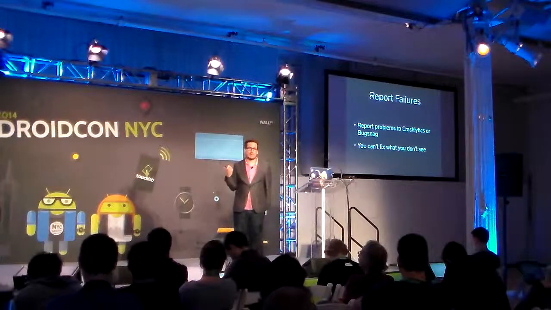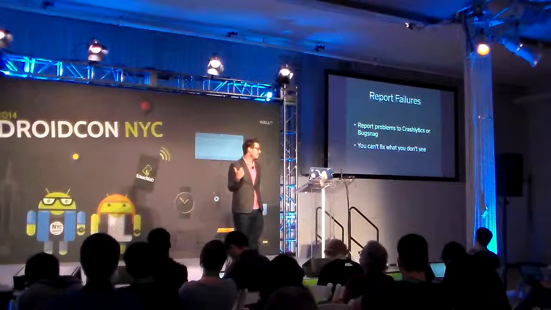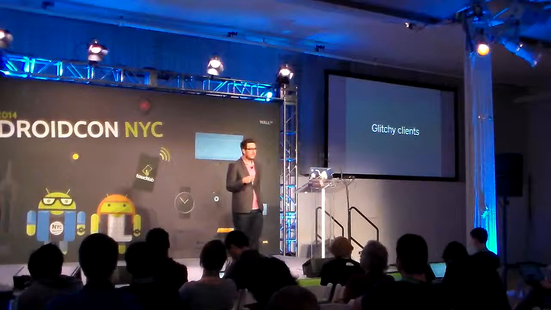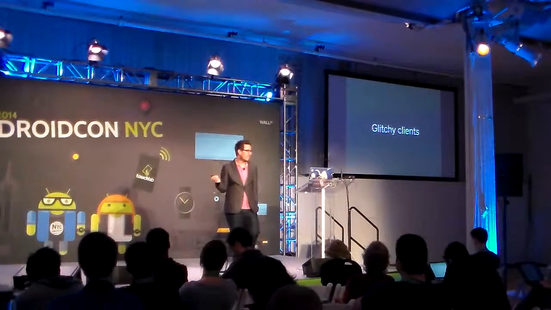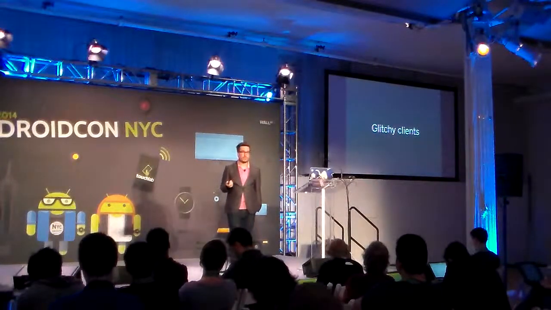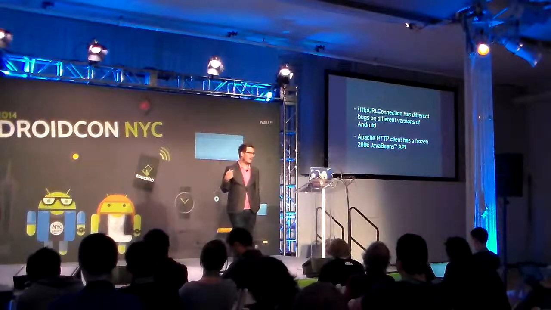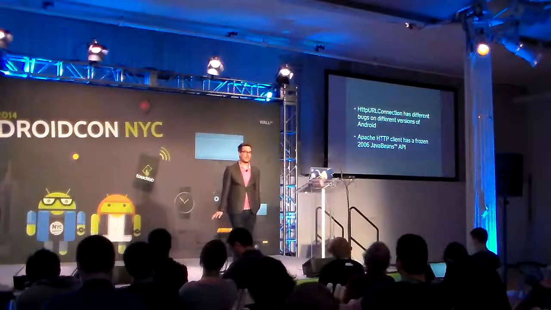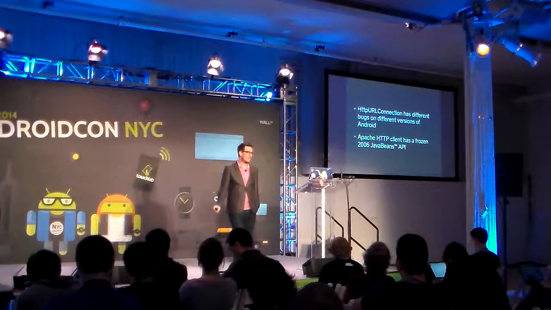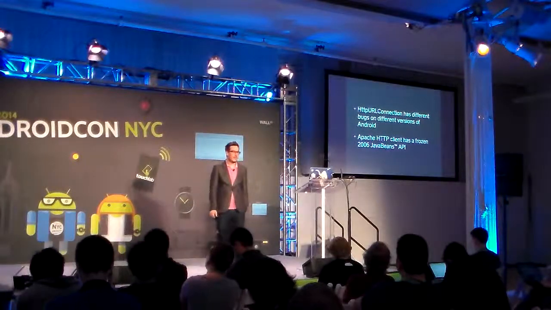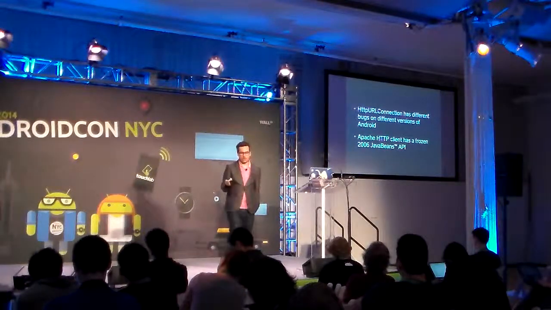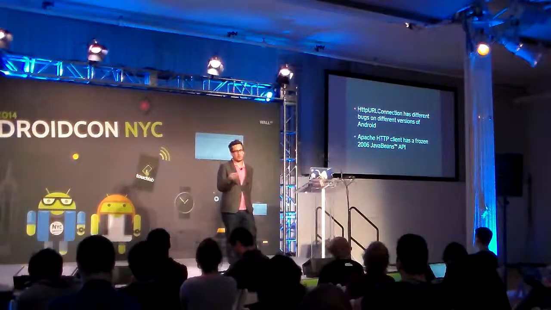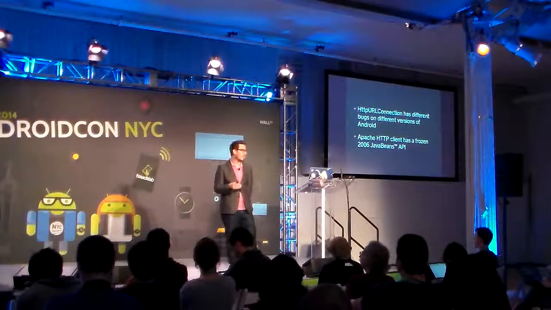This has been extremely valuable for Cache. We report what's broken, we fix it, it's great. Another one that's making the world hostile for us as Android developers is that the clients are pretty glitchy. In particular, HttpURLConnection, a library I used to maintain, has different bugs for different versions of Android. It's a pain. And Apache HTTP client has this frozen API where basically it hasn't been updated, and all of the bug fixes that they've done upstream aren't available in Android.